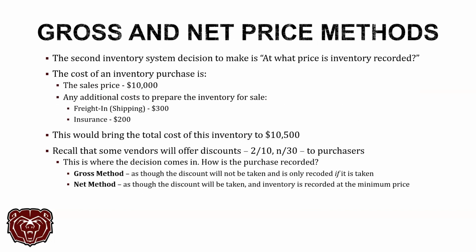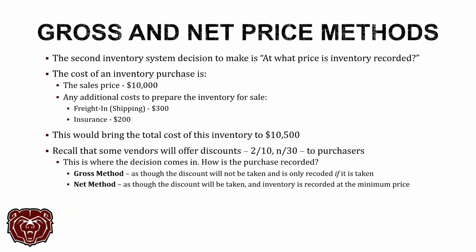So we have two different methods that we can use when we are pricing things out. The first is the gross and net price method, okay? Or they're called the gross and net price methods, okay? This is the second inventory decision that you need to make. At what price do we record inventory?